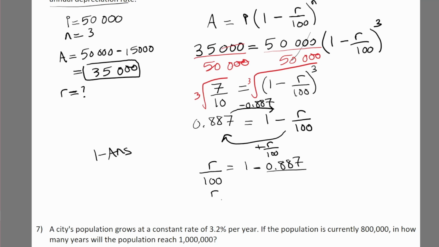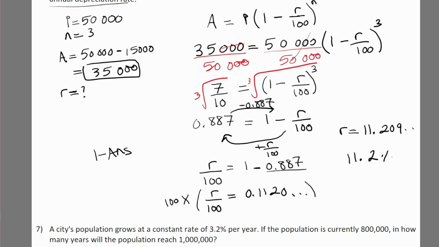So we get r over 100 is equal to 0.1120 and so on. And then you multiply by 100 to finally get r. So r is equal to 11.209 and so on. Now I will give the final answer rounded to 3 significant figures. It's 11.2%.